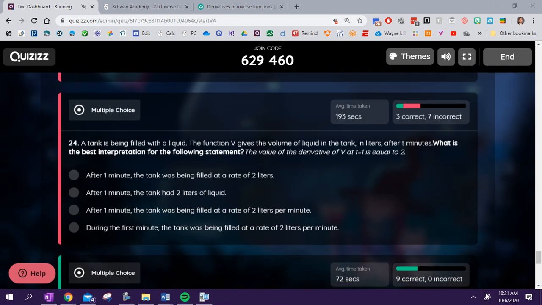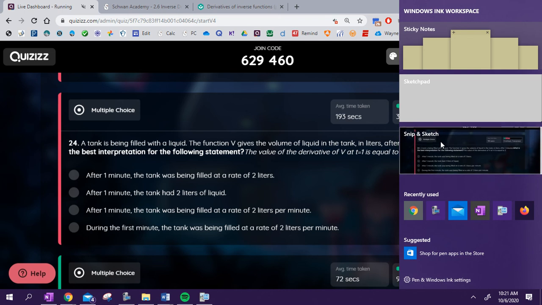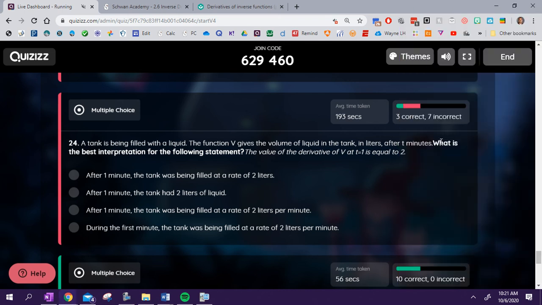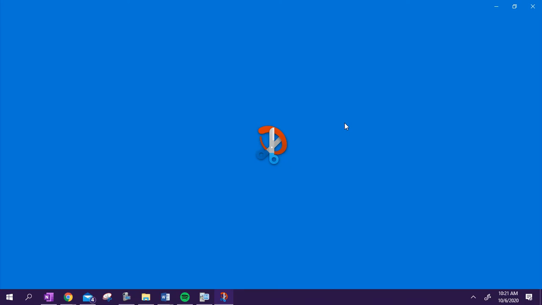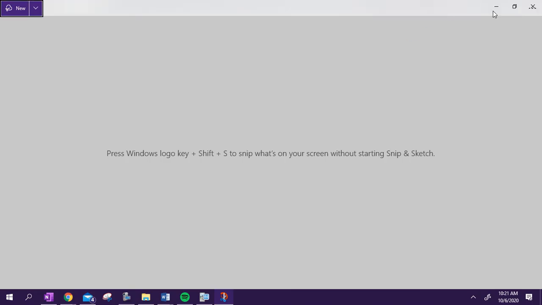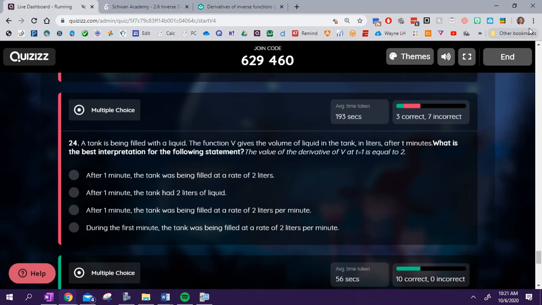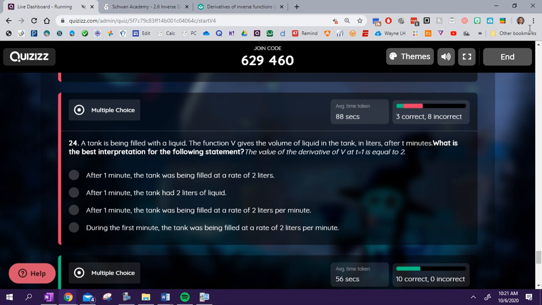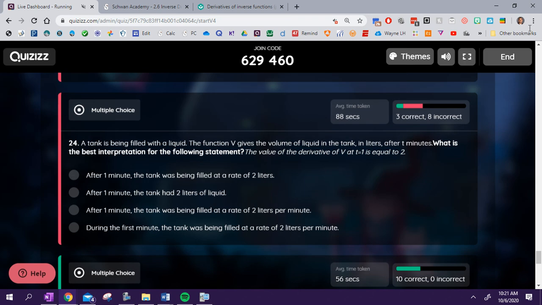All right. So it says a tank is being filled with liquid. The function V gives the volume of the liquid in the tank. What is the best interpretation of the statement? The derivative of V at 1 is equal to 2. What is V? That's what I'm looking at first. What does V represent here? The volume. So if I'm finding V prime, the derivative of V, what am I finding?